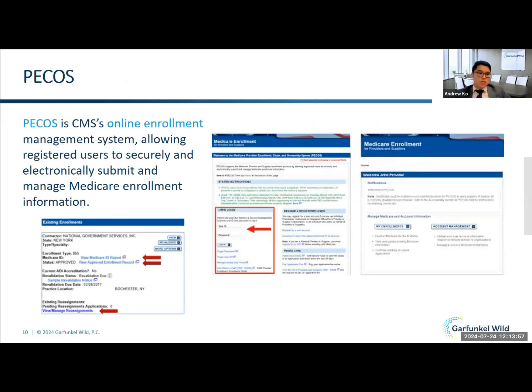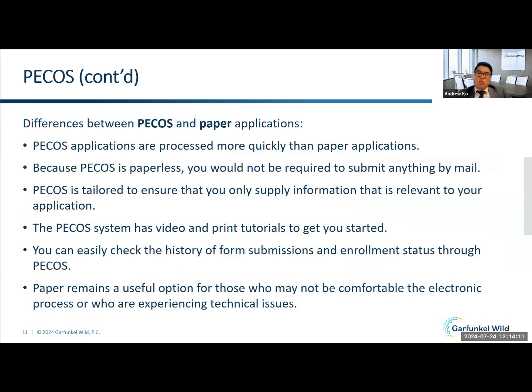Thanks, Rob. So PACOS is the online enrollment system that's used for the 855S and the 855B. This allows you to create a username securely and to submit the information right online. So what's the difference between PACOS and the paper application? What we see is that the PACOS applications are processed more quickly. They're paperless, so it's easier for the contractor to review.